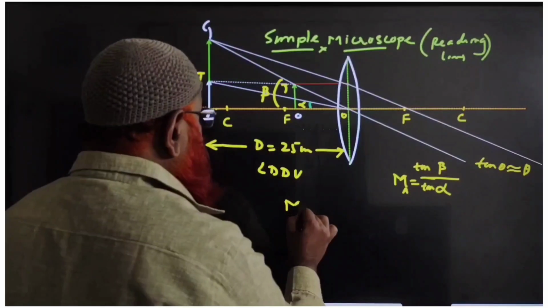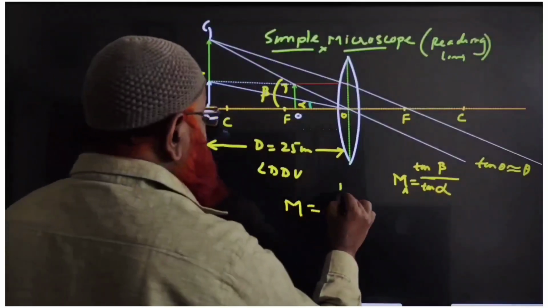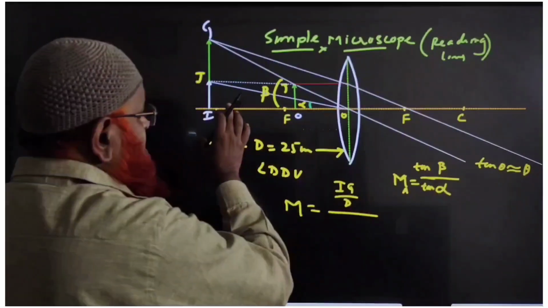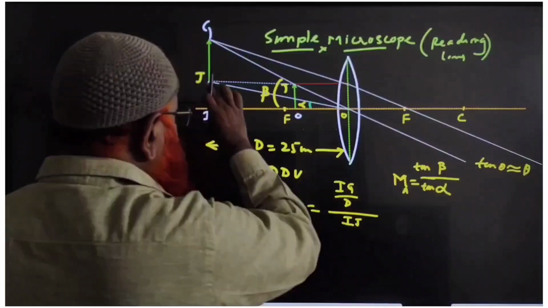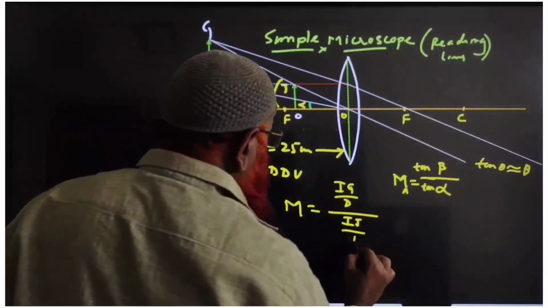So, therefore, for angular magnification, you can take tan beta. What is tan beta here? Tan beta means it is going to be IG, and the distance is taken as D here. So, tan alpha. What is tan alpha here? Tan alpha is going to be IJ. Actually, IJ is nothing but OJ, which has been shifted here, okay? And this is going to be D here.